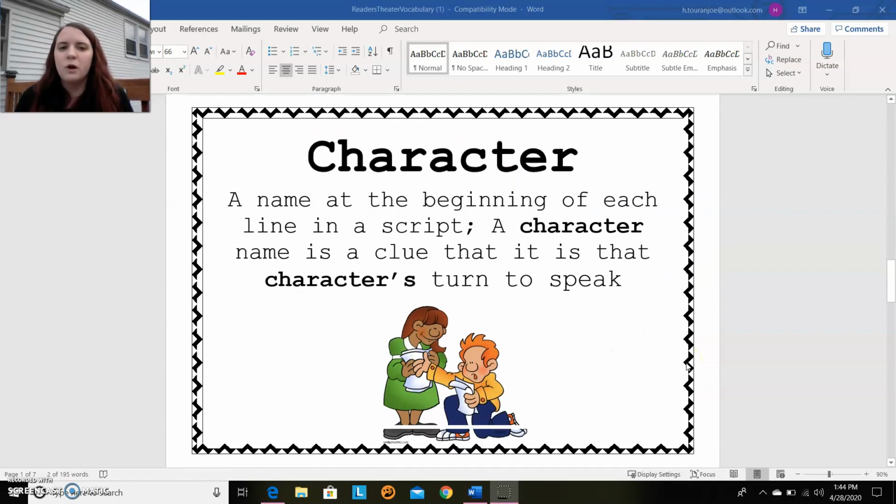What is a character? It's a name at the beginning of each line in a script. A character name is a clue that it is that character's turn to speak. Just like you saw when it had the script up for the Three Little Pigs, it told you the narrator started, and then it talked about the first little pig. In order for the actor to know when their line is, it has to be labeled with their character name. It's got to have that label in there.